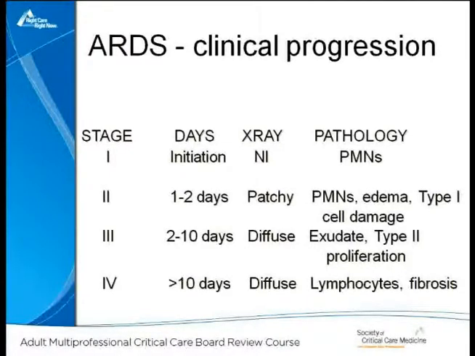So lymphocytes are the cell type that comes in later and participates in the healing and the fibrosis process. Neutrophils are not particularly susceptible to steroid therapy.